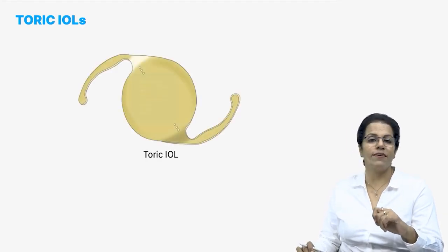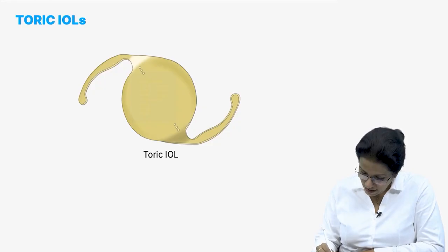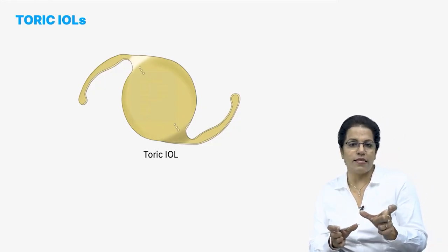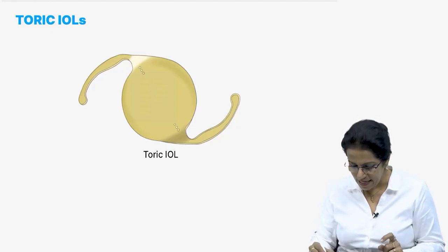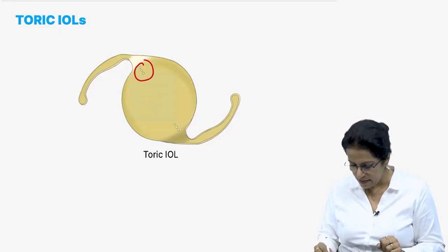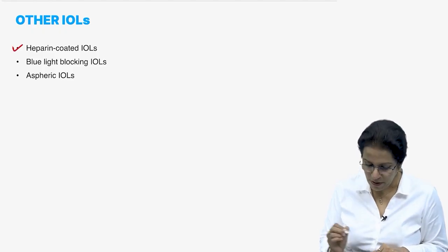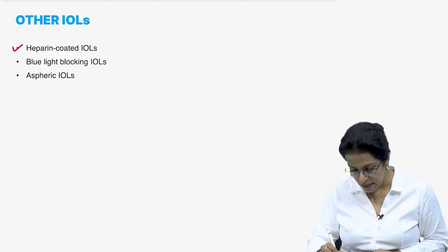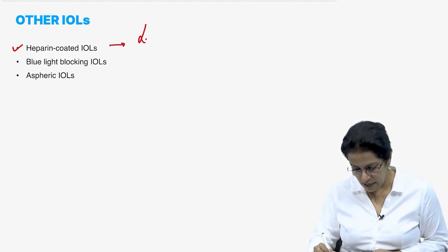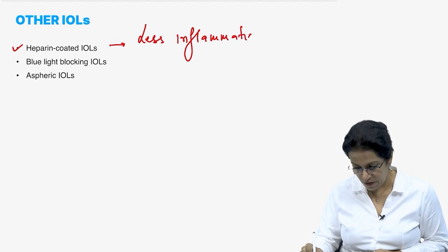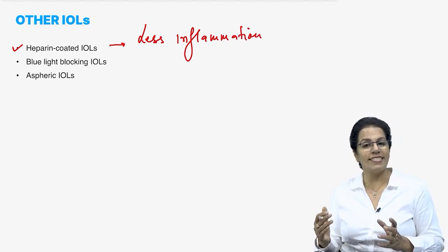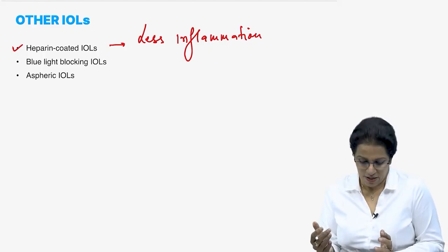Another type of IOL, if you have a cylindrical power, too much cylindrical power or astigmatism, we can go for toric intraocular lenses. Can you see these 3 dots? It helps us to fix the lens into that particular axis. So it's an indicator here. Okay. So these are toric lenses. Then next, what are some other lenses that you should know? One is heparin coated. Heparin coated lenses are mainly for places where there is severe inflammation. When you use this lens, there will be less inflammation. For eyes which are prone to severe inflammation, we should choose heparin coated lenses as they cause less inflammation. What is the next?